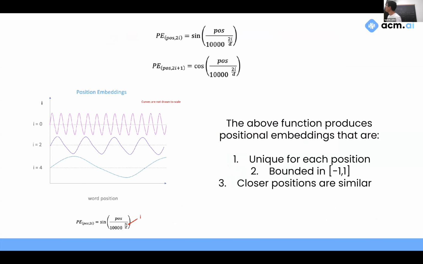What the authors of Attention Is All You Need and the Transformers decided to use was pretty much sine functions. This is how they did it. Does anyone know what Fourier series are? Okay, that's a decent amount.